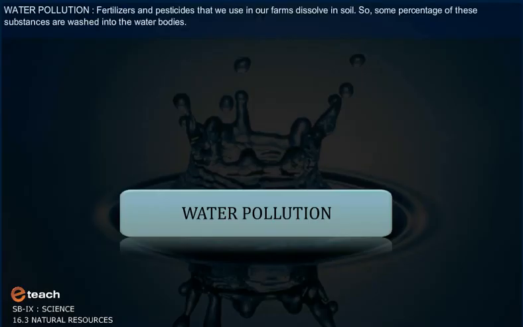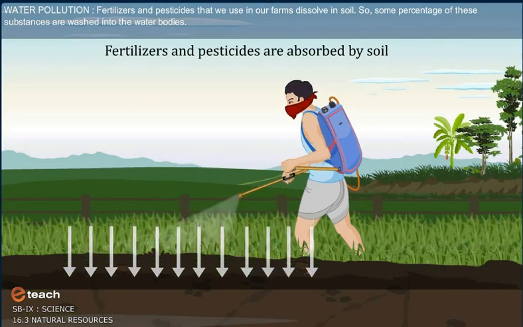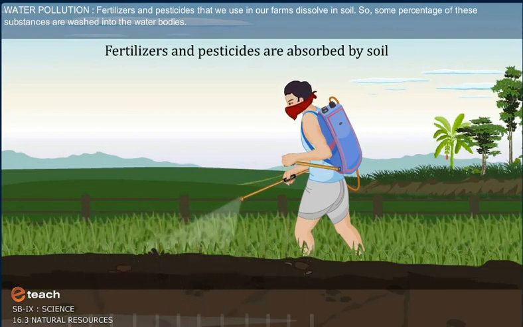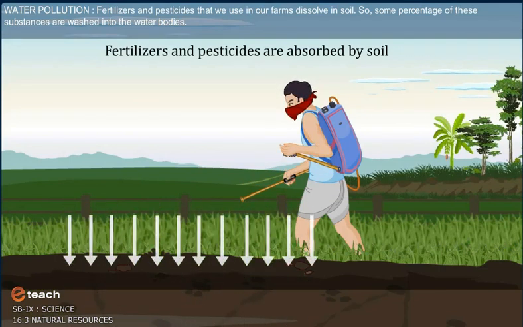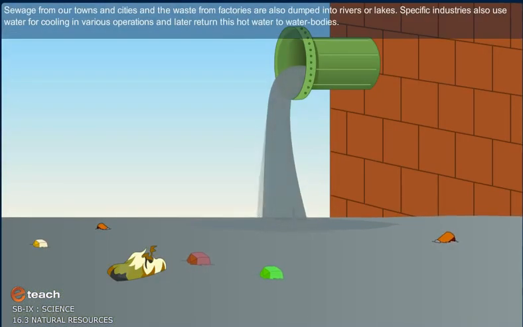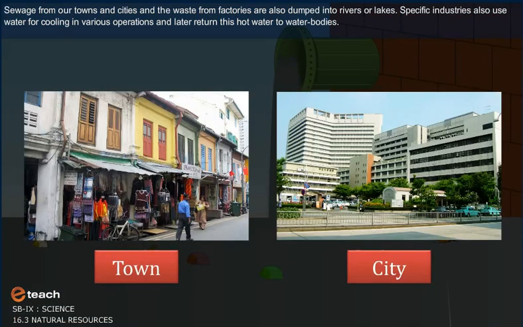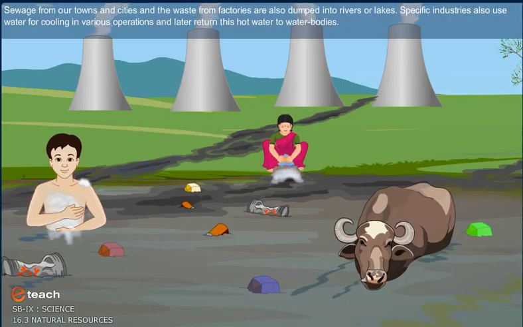Water pollution. Fertilizers and pesticides that we use in our farms dissolve in soil. So, some percentage of these substances are washed into the water bodies. Sewage from our towns and cities and the waste from factories are also dumped into rivers or lakes.